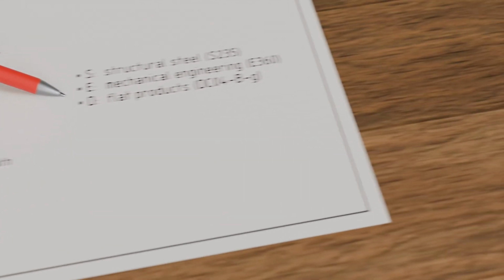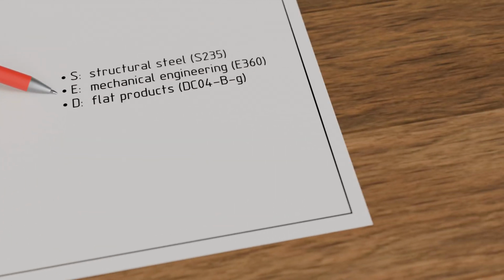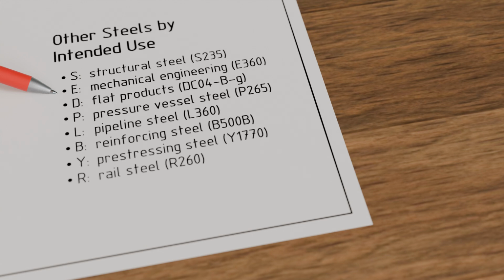In addition to structural steels, designated with the letter S, engineering steels, designated with E, and cold-rolled flat steel products, designated with D, there are other steels classified according to their suitability for specific applications. These steels begin with their own identifying letter and are designed to meet unique performance requirements for each use case. Examples include steels for pressure vessel construction, pipeline steels, reinforcing steels, pre-stressing steels, and rail steels. Each of these steel types is engineered to possess specific properties necessary for its intended use.